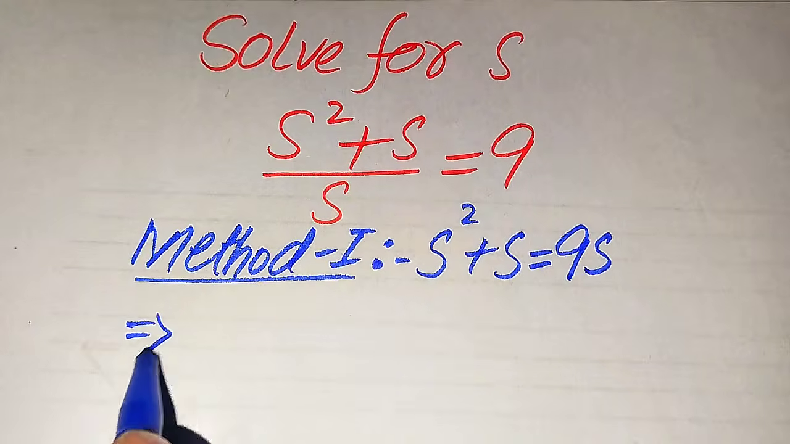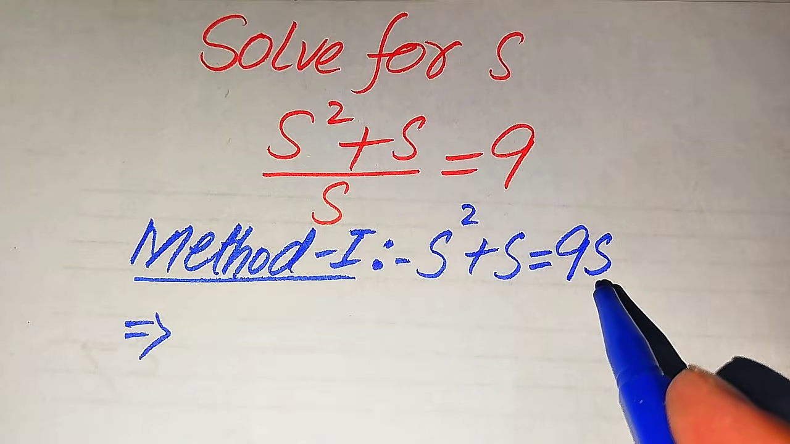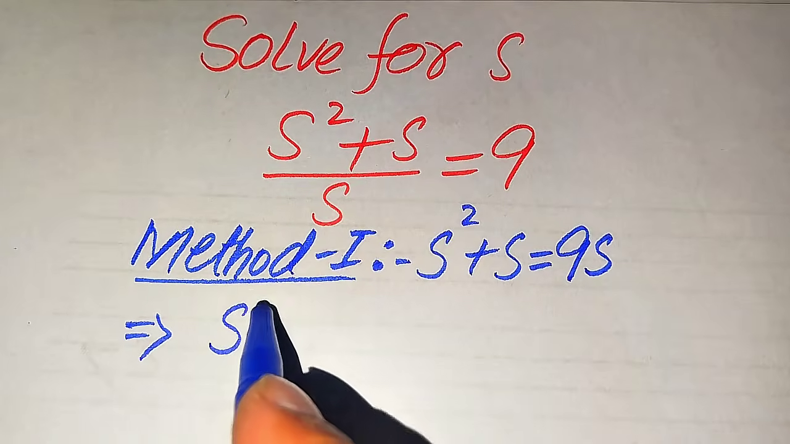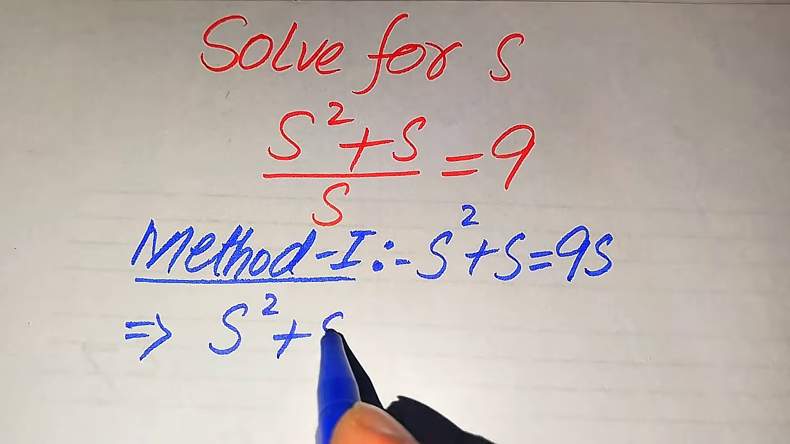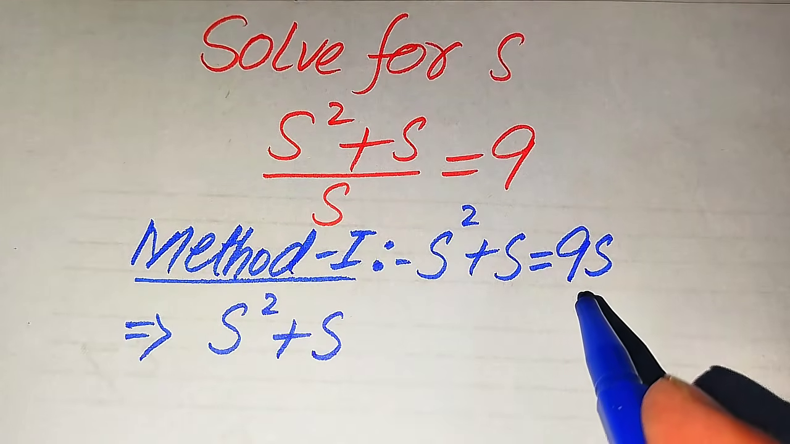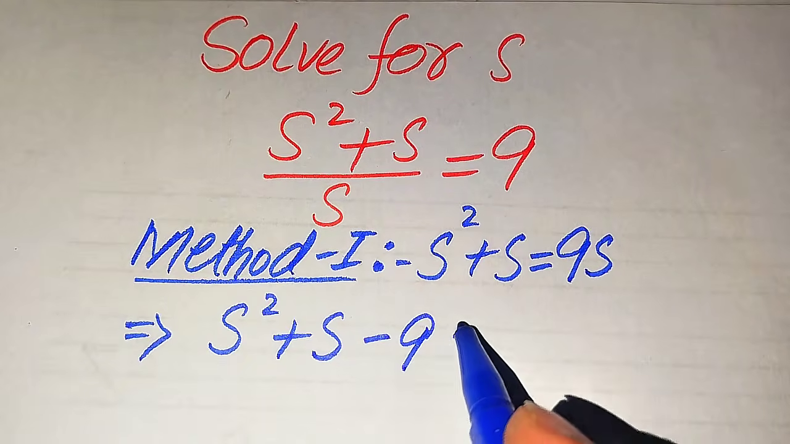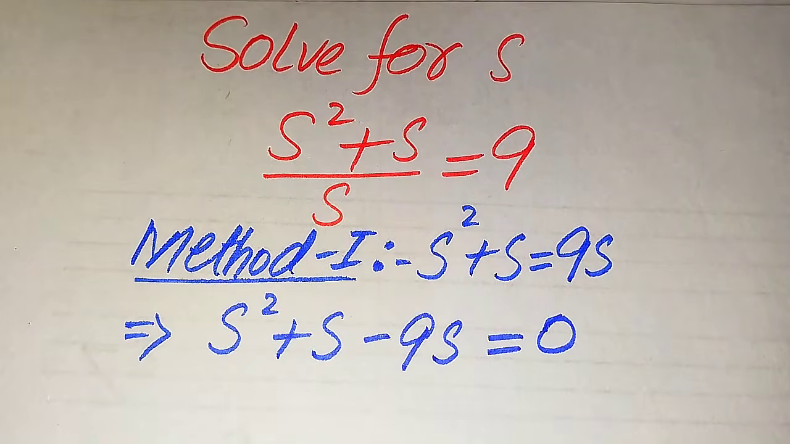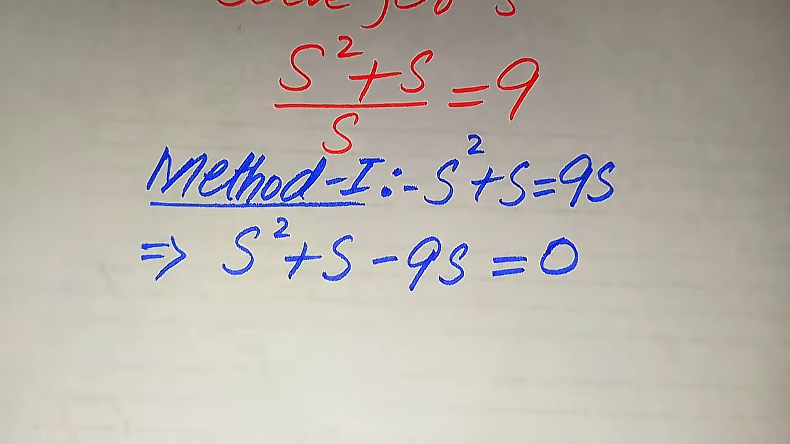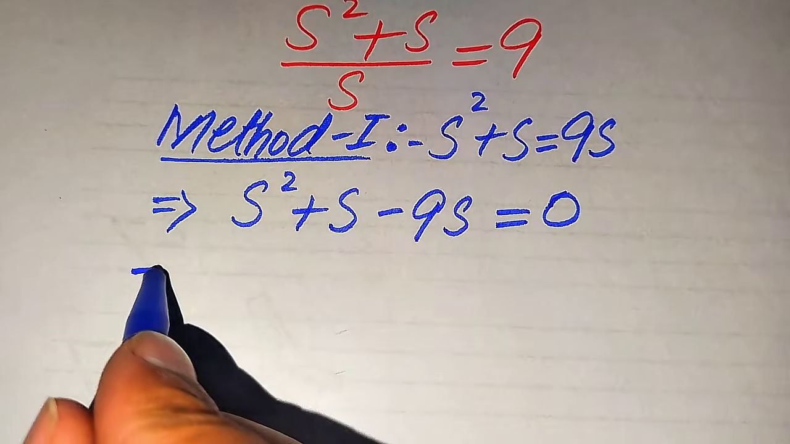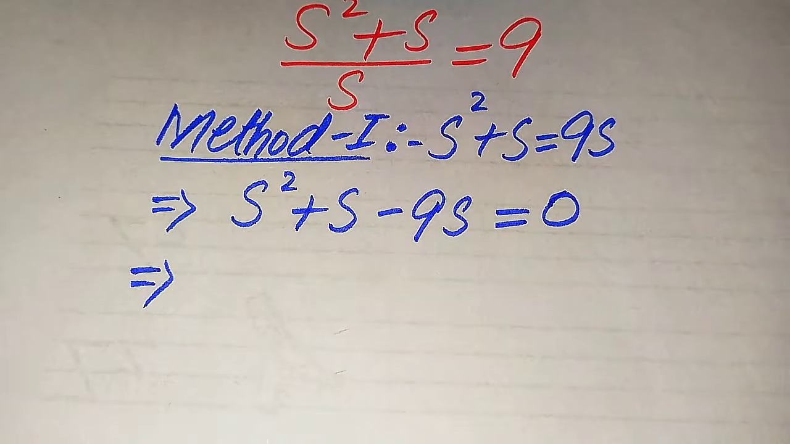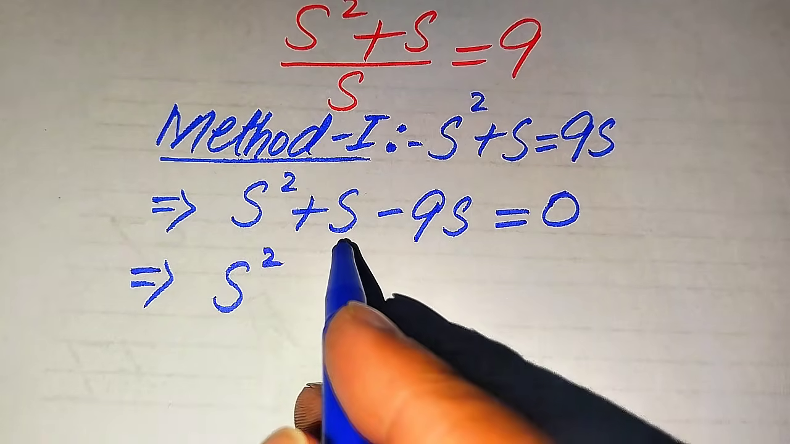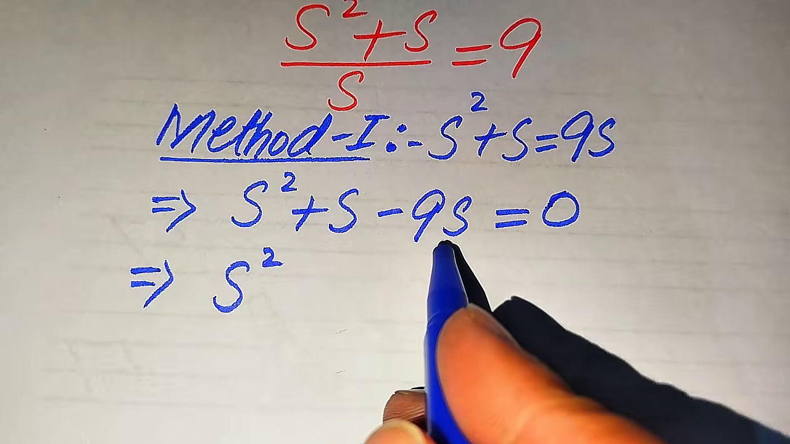And further in the next step we need to move this 9s from the right hand side to the left hand side, and it will be written as s square plus s minus 9s, and this whole equation is equal to 0. And now in the next step we need more simplification: this is s square and this is s minus 9s.